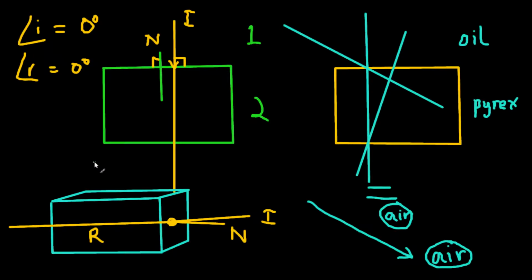What it says is that the ratio of the sine of the angle of incidence and the sine of the angle of refraction is equal to a constant for a given pair of media. And this constant ratio is called the refractive index of the second medium with respect to the first, and it's represented by the Greek letter mu, or also n.